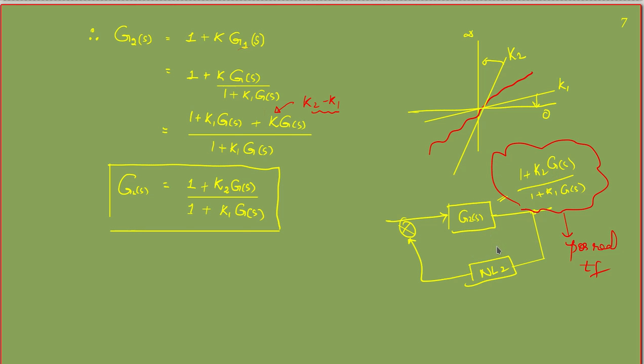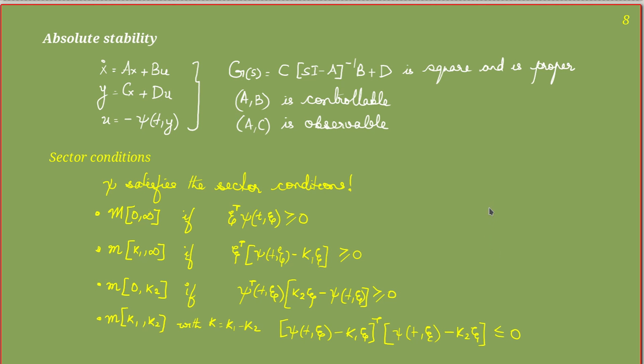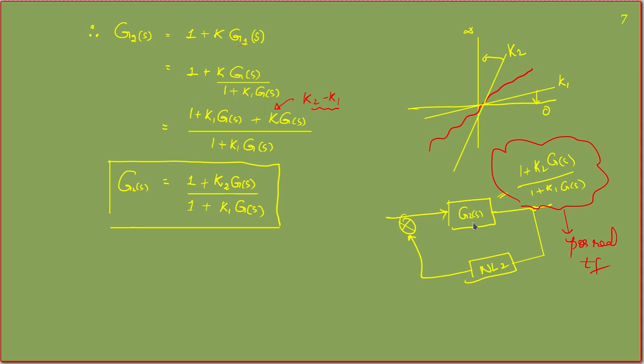Okay, so let us summarize this using these absolute stability terms. If I have some kind of a system like this, x dot is equal to Ax plus Bu, and y is equal to Cx plus Du, that is what this G of S is, the actual system.